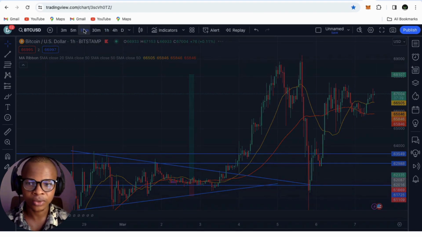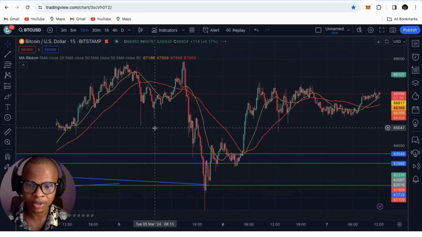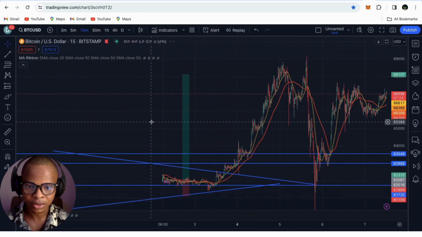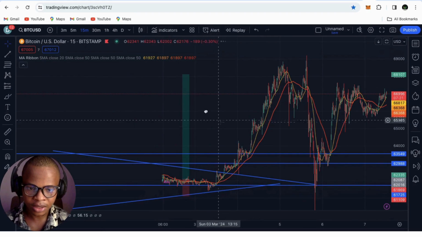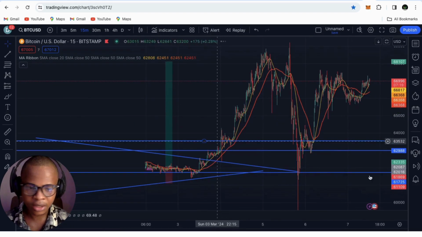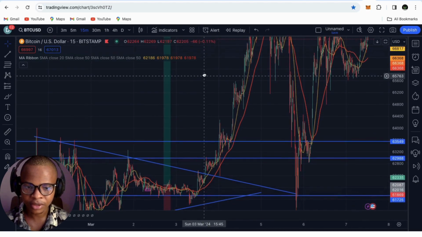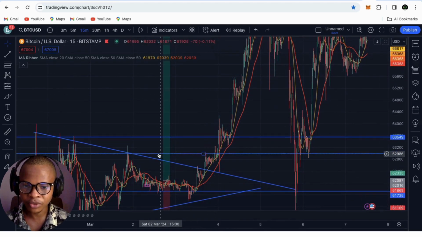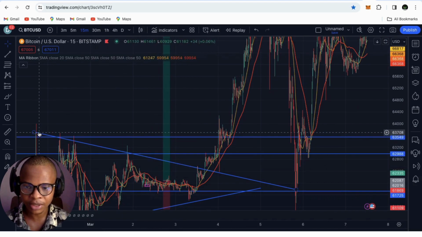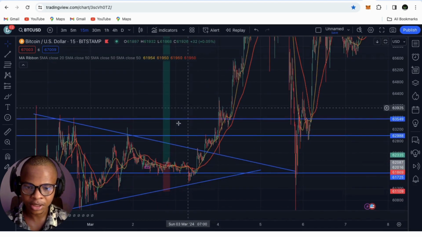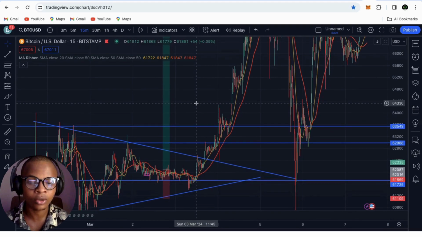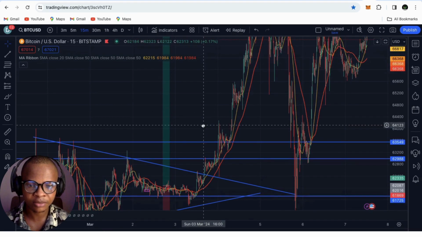So let's go down to a 15-minute time frame so we can see what really happened that day. This is my screen and we are on the 15-minute time frame. Now on that day, Bitcoin actually broke out of this symmetric triangle, and it broke out on the upward side, which means that we're expecting a bullish move.